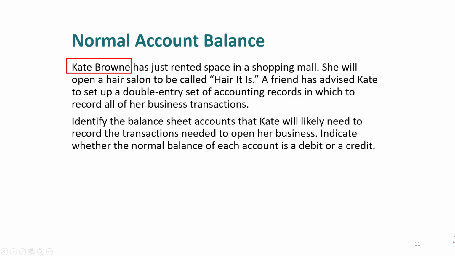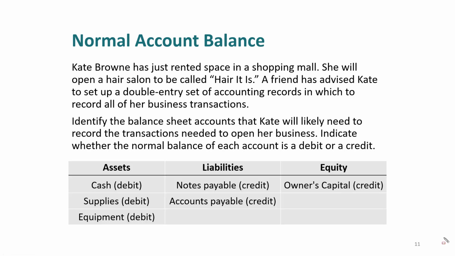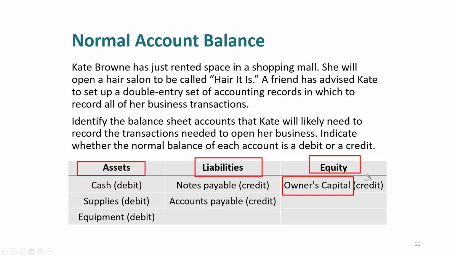In this case, if we identify all the accounts that Kate should keep in her business, we can classify them this way: the cash, supplies and equipment accounts will be assets, and notes payable and accounts payable will be liability accounts. The owner's equity, that is the total capital that Kate will invest in her business, will be the equity account.